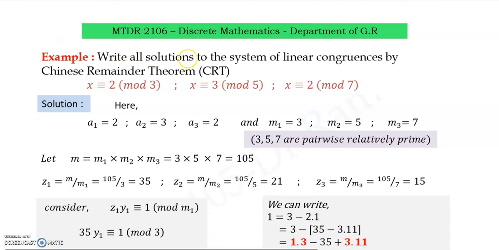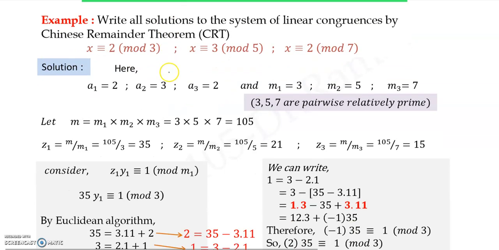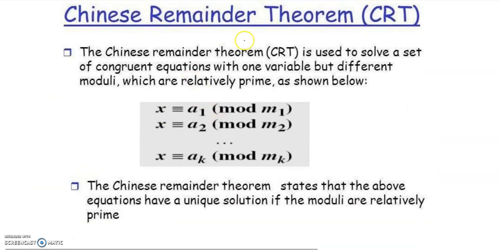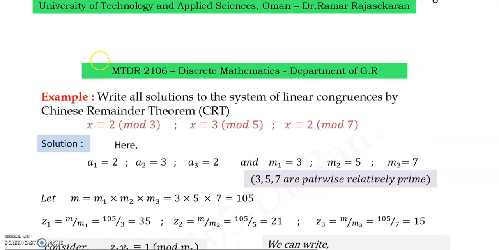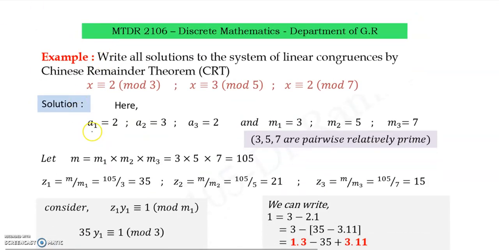Write all solutions to the system of linear congruences by the Chinese remainder theorem, CRT. x congruent to 2 modulo 3, x congruent to 3 modulo 5, x congruent to 2 modulo 7. These are the given linear congruences. Now, if you compare with this general format, I can write what a1 is: a1 is 2, a2 is 3, a3 is 2.